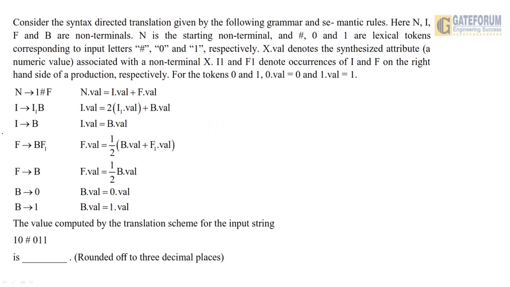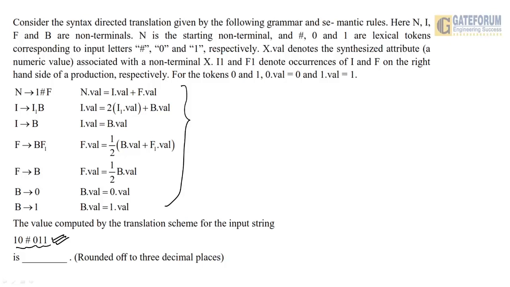Now let's see this question. In this there is a syntax directed translation scheme, and the complete scheme is given here. Corresponding to that, the attribute values are also given here. They asked what is the result computed for the following input string 10#011. So first of all you need to make a tree corresponding to that. After designing the tree you need to check what value is computed by this.